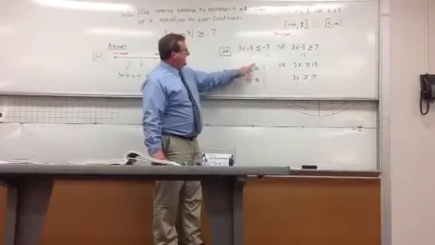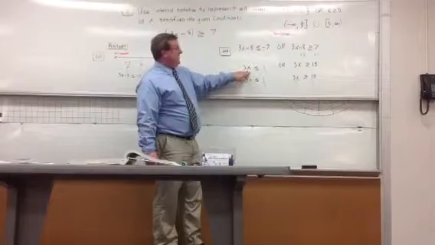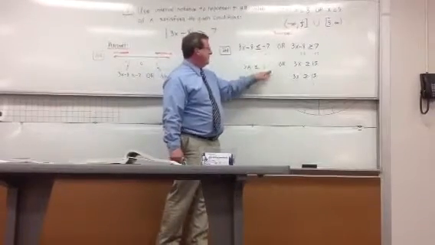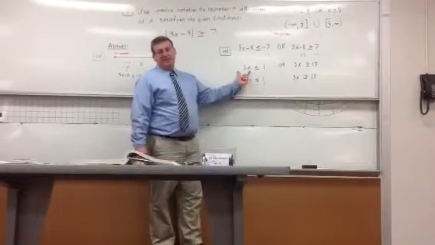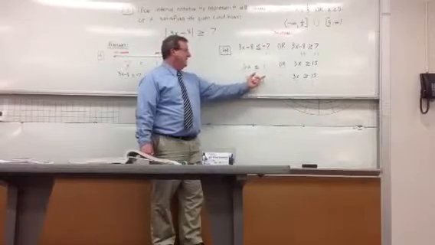Negative 8 and plus 8 cancel. You get 3x on the left side of the inequality. Negative 7 plus 8 is 1. Still need to get x alone. So now we're going to divide both sides by 3.